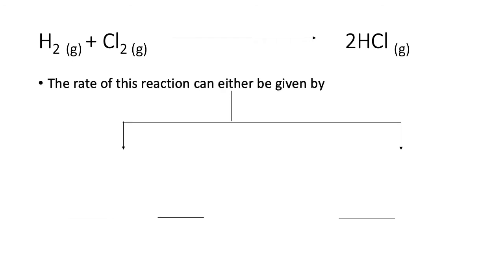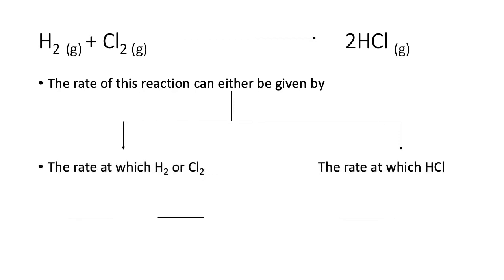Now, we can either express it in terms of the change in the concentration of hydrogen or the change in the concentration of chlorine over a period of time, or we can also do it in terms of the change in the concentration of HCl over the same period of time. You have to understand here that the concentration of hydrogen and that of chlorine is reducing because they are disappearing, becoming lesser and lesser with time, whereas the concentration of HCl is increasing, right?